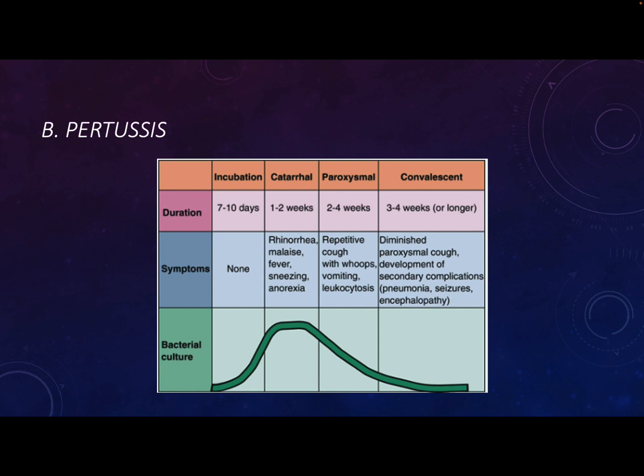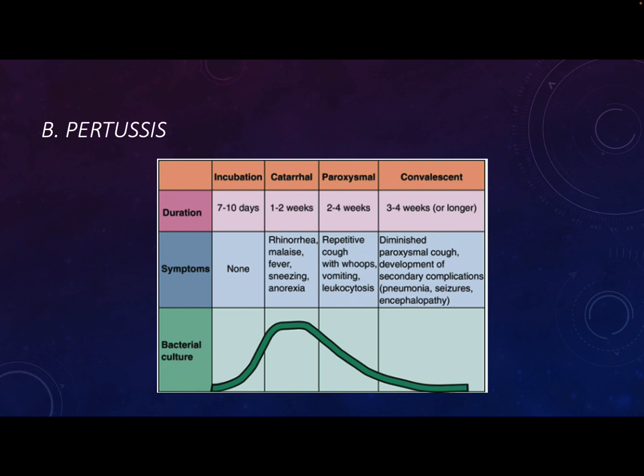What we tend to see with the patients is a 7 to 10 day incubation period. So it is a respiratory infection. Between 7 and 10 days after exposure, the patient will have no symptoms. Symptoms begin 1 to 2 weeks after the initial infection. And it looks a lot like a cold. So they have a runny nose, they're tired, they have a fever, they're sneezing, and they might have a loss of appetite. And then you have the paroxysmal stage, which is where you have that whooping cough.